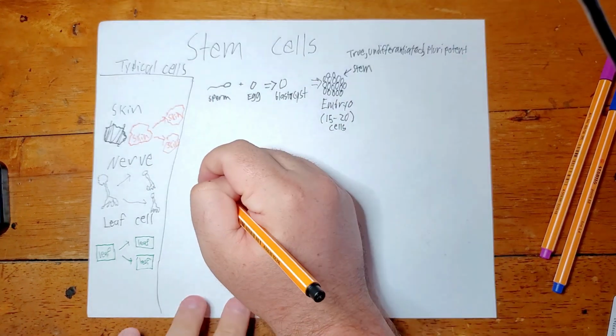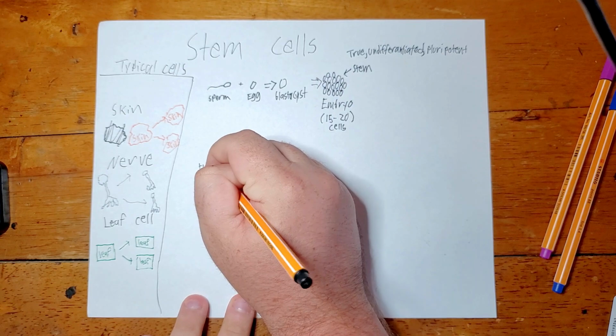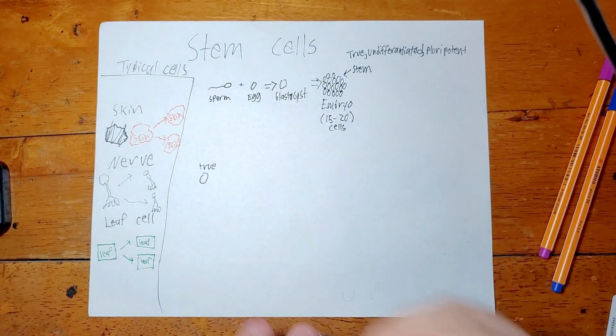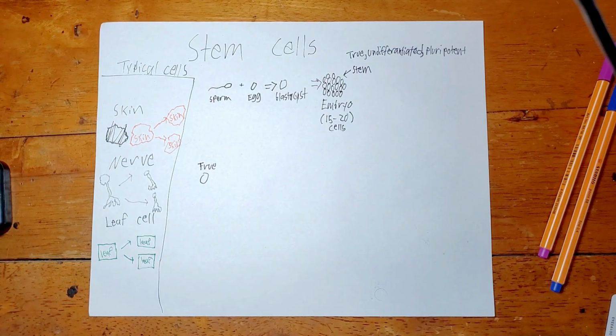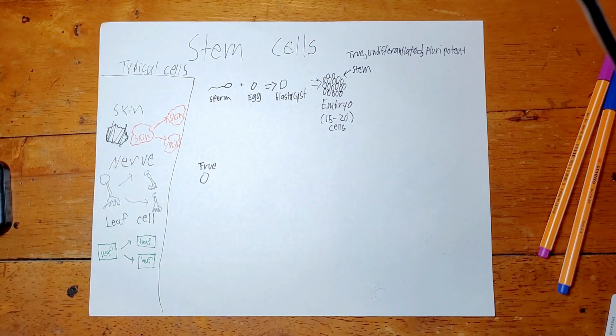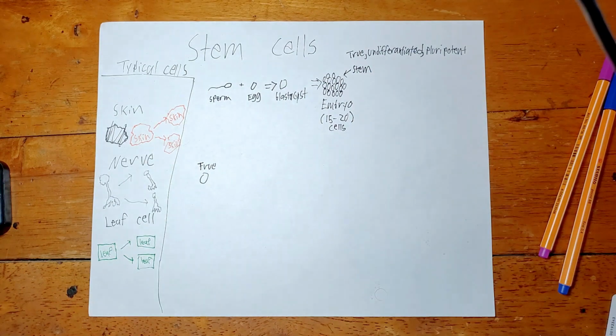We have a true stem cell here. It's not a very scientific term, but I find it helps students remember it when they're first learning it, rather than an undifferentiated or a pluripotent stem cell. Those are much more scientific ways of thinking about it and talking about it. But a true stem cell is a little bit easier if you're first learning to talk about it.